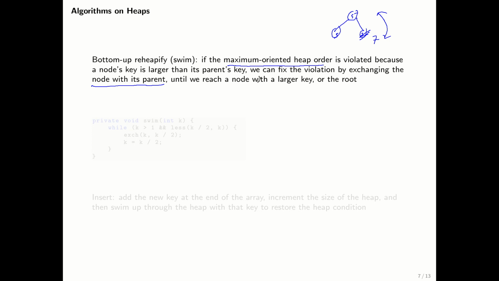Okay, so let me repeat this. If there is a violation because the node's key is larger than its parent's key, then you fix the violation by exchanging the node with its parent, and you repeat this until we reach a node with a larger key, or we simply reach the root. Okay, so that's how we fix this violation.